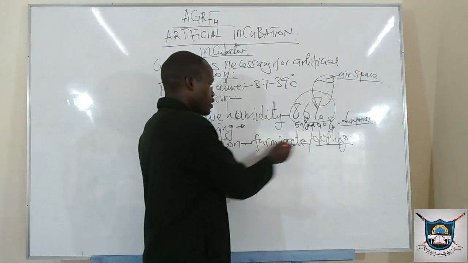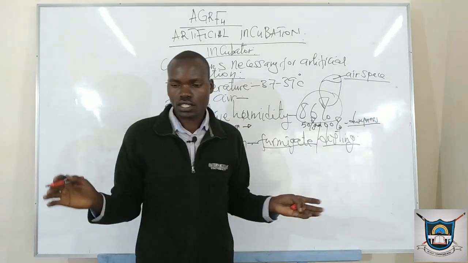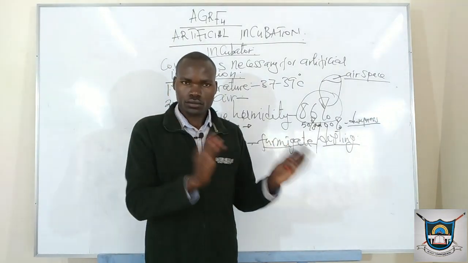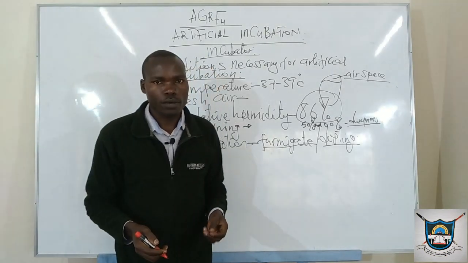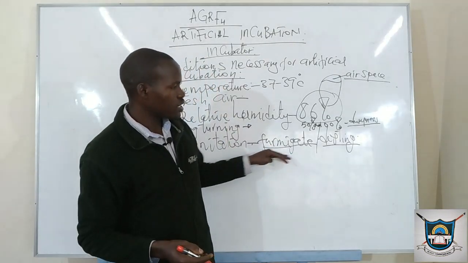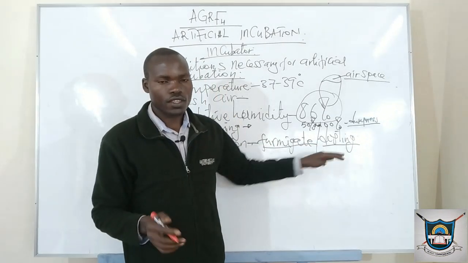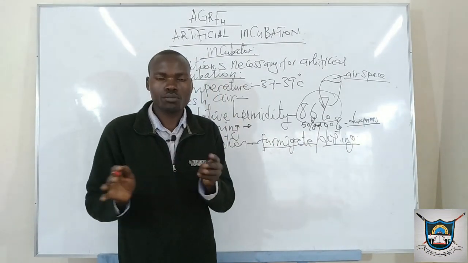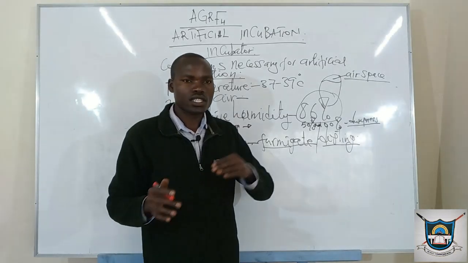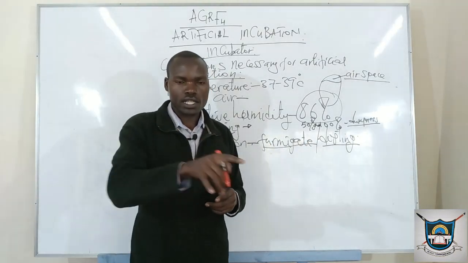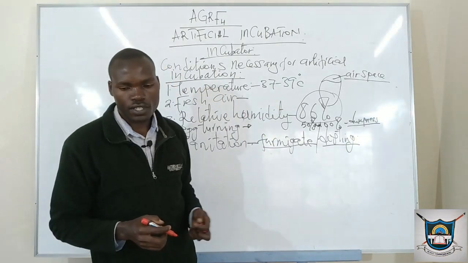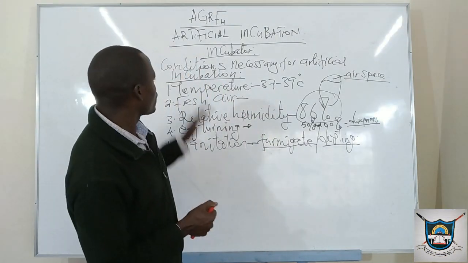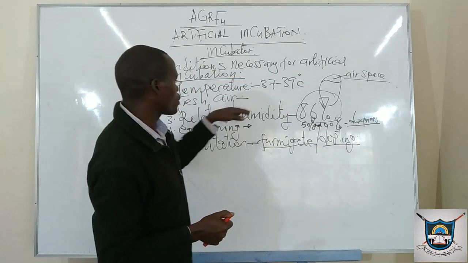This is done so as to eliminate any form of pathogen or parasite. Remember, in case there is a parasite, it is going to breed within the incubator, and the parasites are going to attack the chicks as they hatch. These are the brief conditions necessary for artificial incubation.